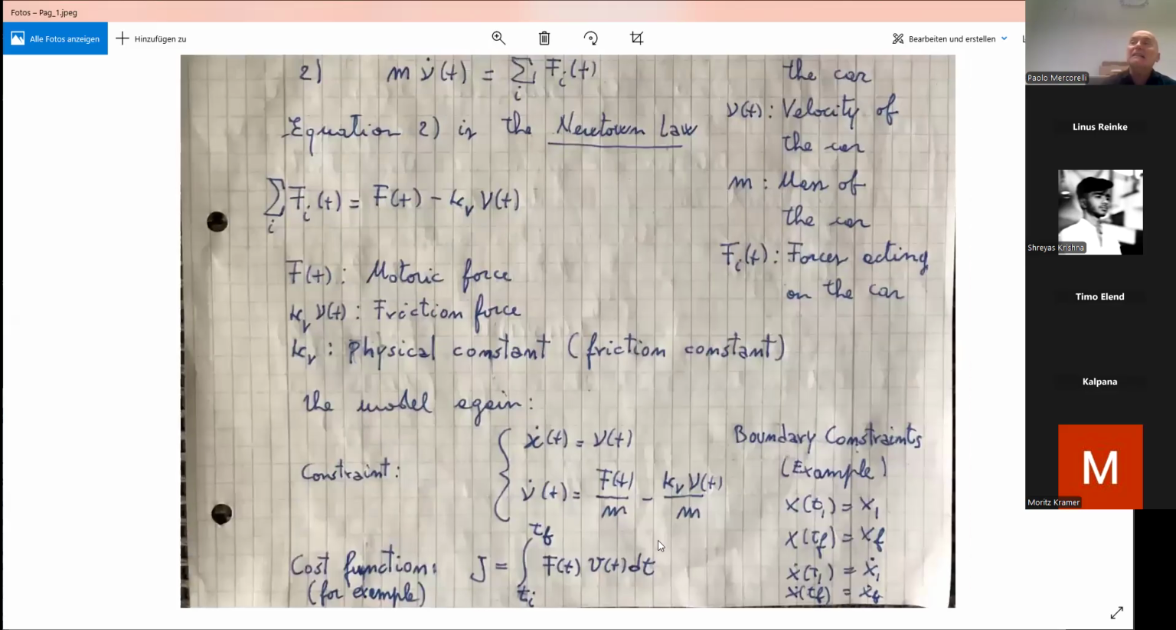Here's the model again, in the form which we know. The derivative on the left of the states, position and velocity, equals a function of states and input, or input in our case. We can see here: here we have the states, here we have states and input.